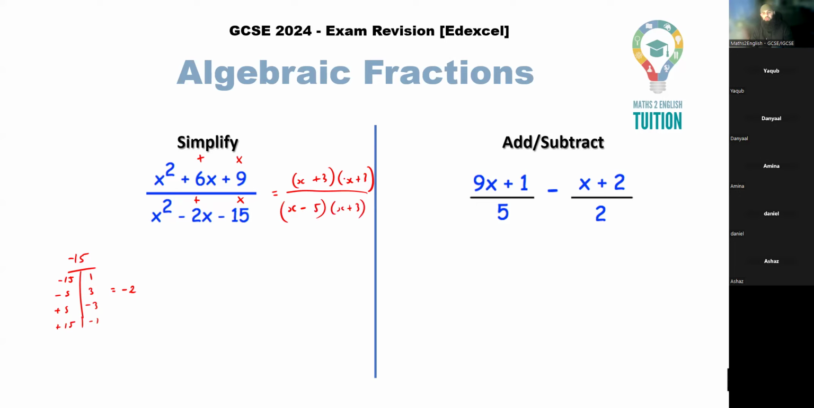Once I've got two brackets, I can then cancel them out. I can cancel these out. I'm left with x plus 3 over x minus 5. And that's the answer for them.